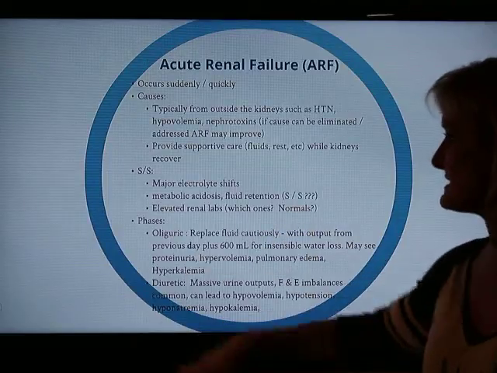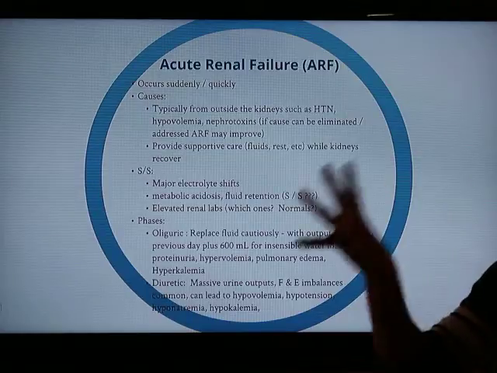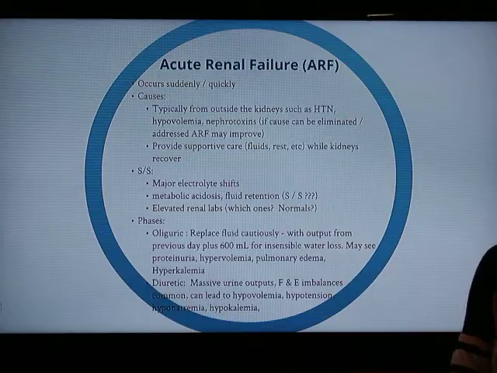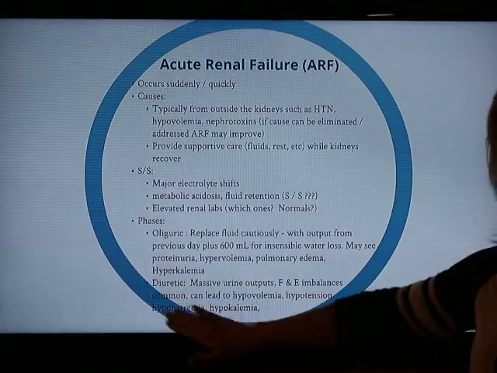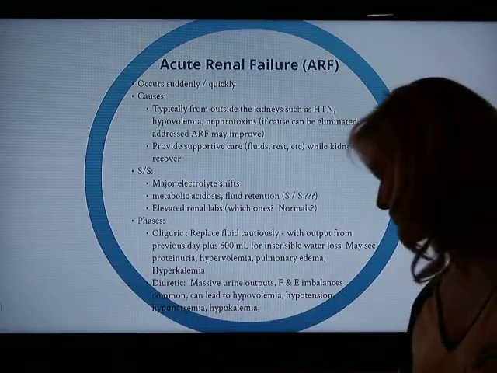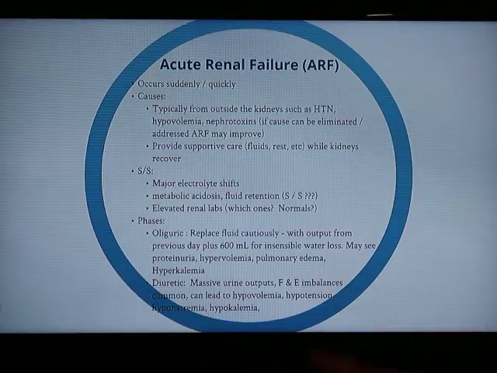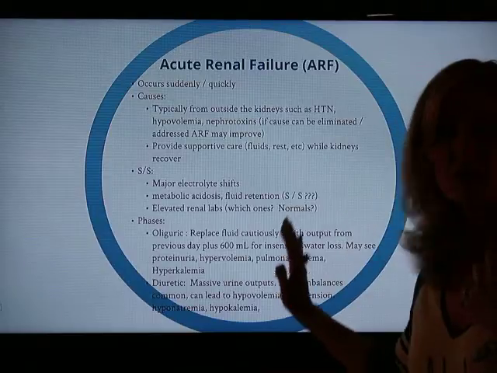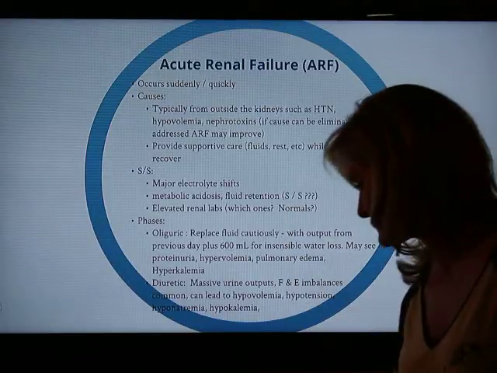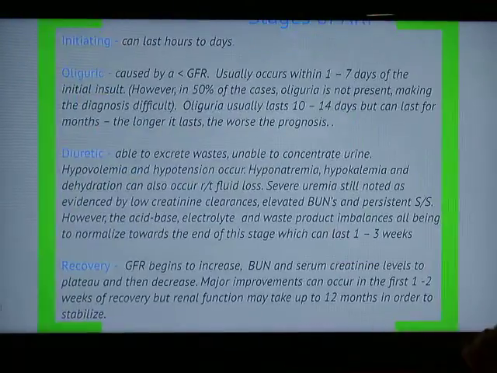And there's different phases of this. There's an initial phase, which is when the problem is starting to occur. Then there's an oliguric phase, a diuretic phase, and a recovery phase. So we're going to talk a little bit about those. I'm not going to read these, but if you haven't already read them or written them down, just stop the video and write those things down.